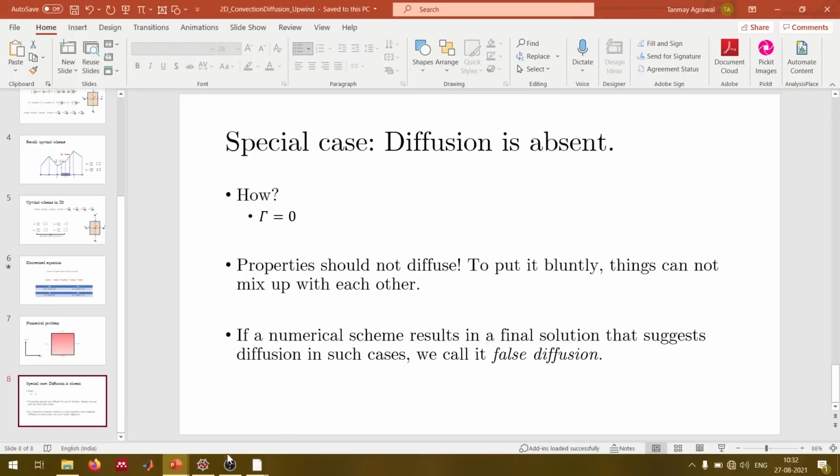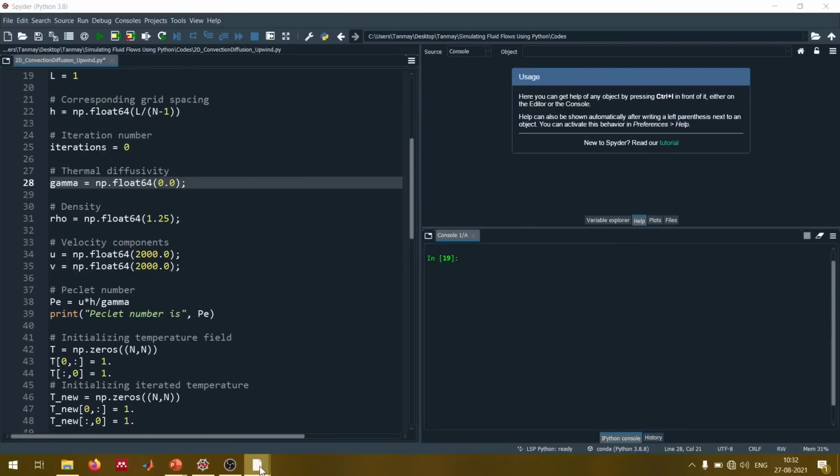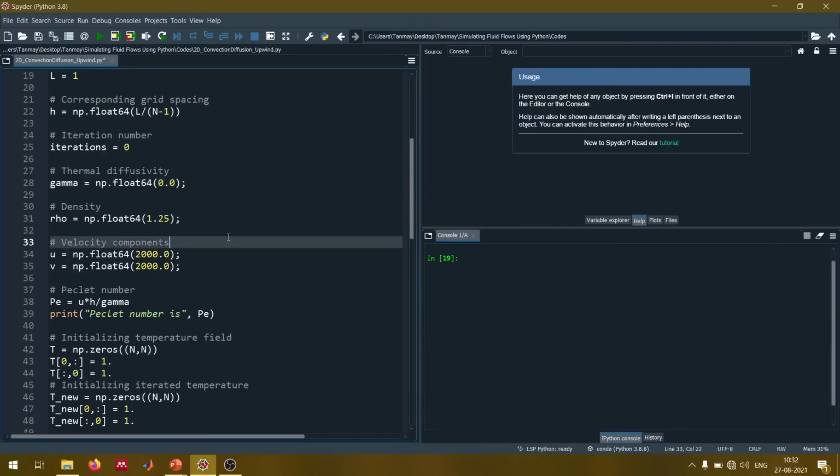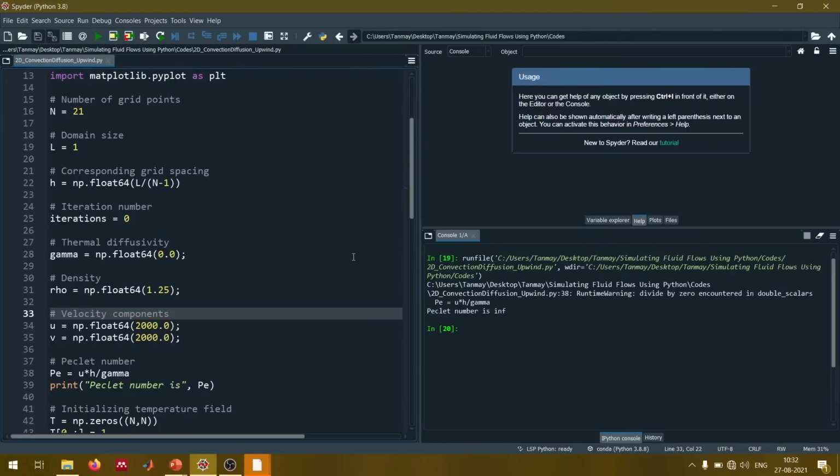So what we would do is we would simply turn the gamma to 0. In order to do that, the idea is very simple. We simply take this value here, put it to 0. I'll clean up the command window here, we'll close the figures. So now the idea is that the temperature should not diffuse. So let us see if that is the case.